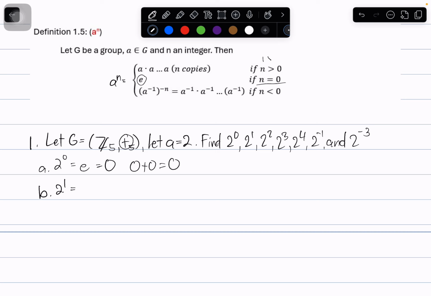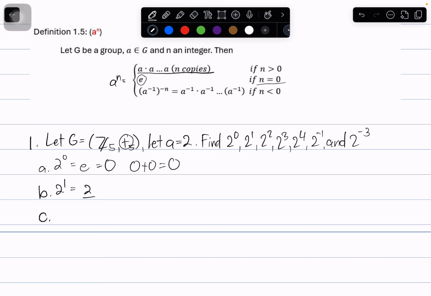1 is greater than 0. So, if 1 is greater than 0, we will use this: A times A times A, n copies. If we have n copies, with 1 copy, you'll simply get 2. So your answer is 2, to get 2 raised to 1.